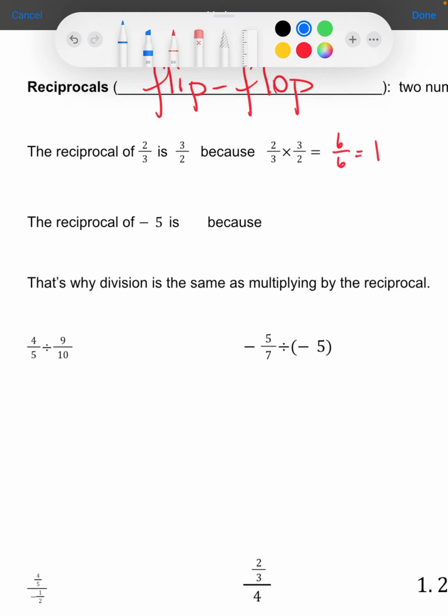The reciprocal of negative 5 is negative 1/5. Okay, you do have to keep the negative. We're not talking about opposites here. We're just talking about reciprocals, right? Because this is negative 5 over 1. And negative 5 over 1 times negative 1 over 5 works out to be positive 5 over 5, which equals 1.